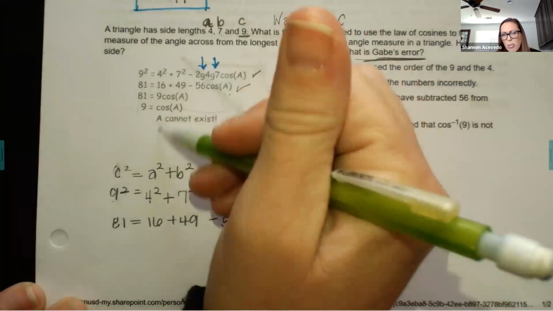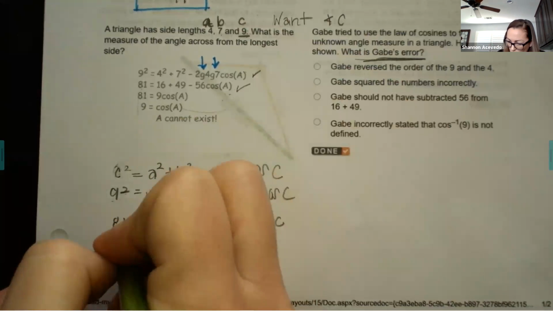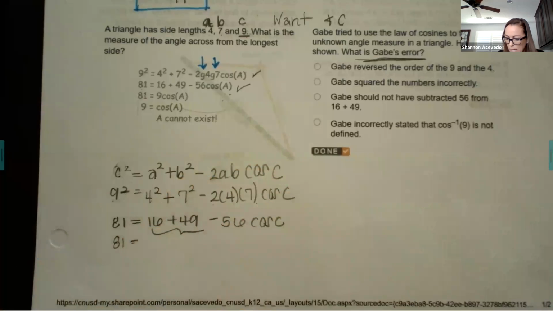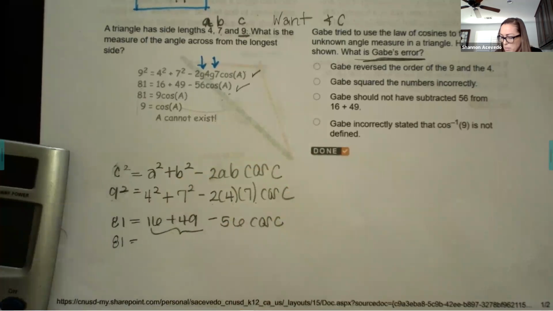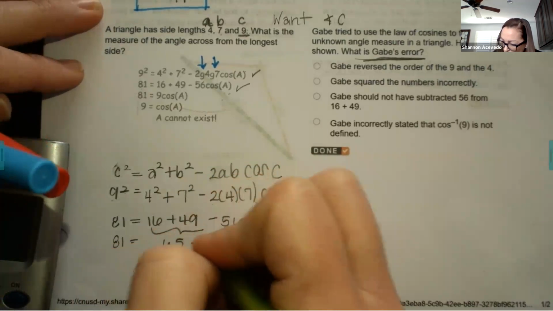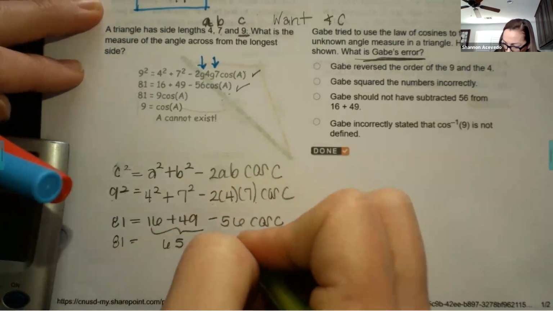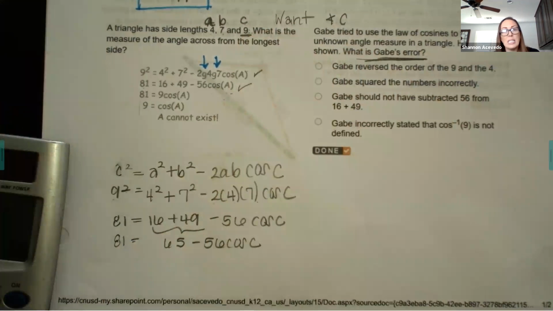If I try to work it out through here, a lot of times then I kind of overlook things. So I like to do it myself. So I go, okay, 81 is equal to, and I go ahead and I add these. So I get my 16 plus my 49, and I get my 65 minus 56 cosine of C. And I look here and I go, huh, that's not what I see here.